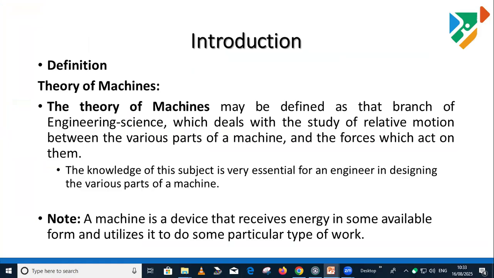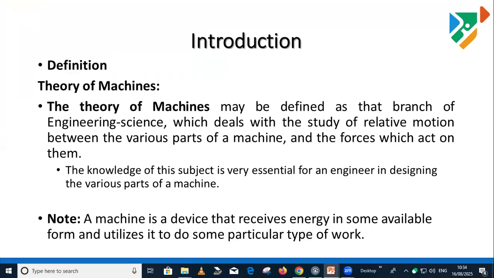Okay, so we have different machines. All the machines are made up of different mechanisms. Basically, mechanisms are used to transfer the relative motions from one component to another component, and we are receiving some kind of energy and doing some useful work with the help of these machines. So this subject deals with all the relative motions between the various components and the forces involved during the motion transmission.